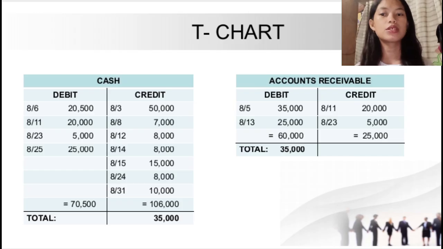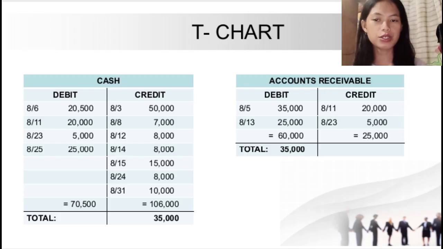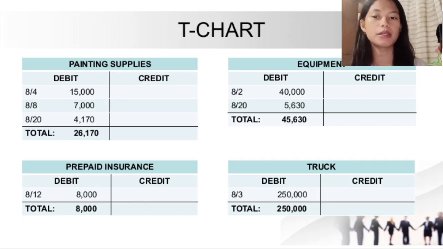The debit means the business sold something on credit. The customer will pay later. While on the credit side, the customer paid what they owe. In painting supplies, this shows the materials that the business bought for painting. All are debit. There's no credit, meaning none were returned or used yet.